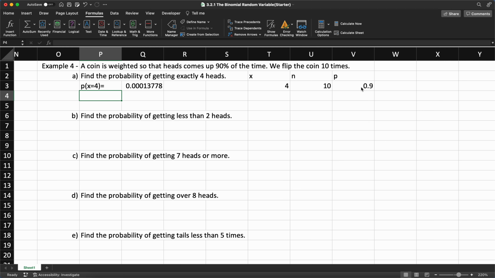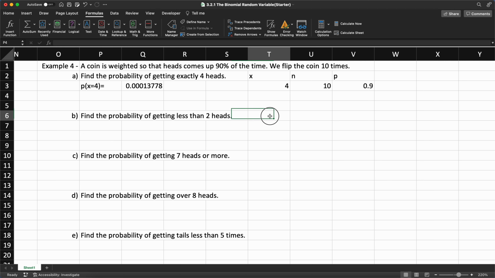So the probability of getting exactly 4 heads when we flip a coin 10 times that is weighted so that usually heads comes up a lot more is pretty low. Now let's find the probability of getting less than 2 heads.